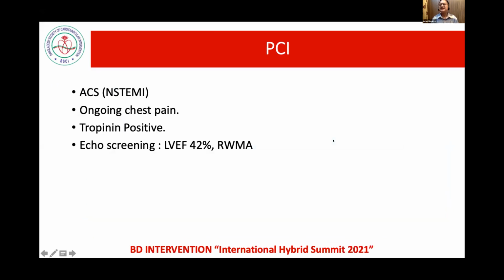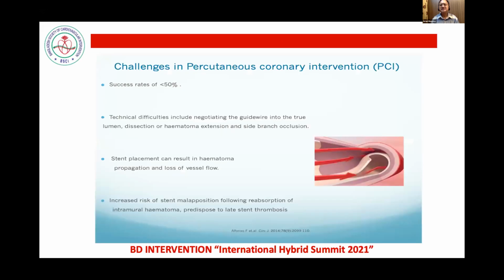But this patient had ACS, ongoing chest pain, troponin was positive, and echo showed some mild LV dysfunction. So should we do PCI in this patient? What are the challenges? The technical difficulty is passing the guide wire through the true lumen. If the guide wire passes into the false lumen, there's hematoma extension and side branch occlusion that becomes disastrous.